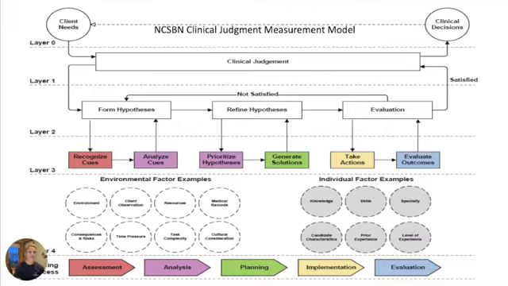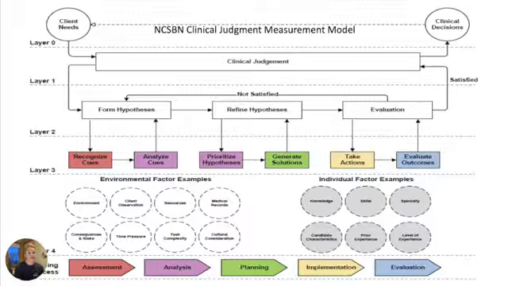The other thing that's significantly different from the traditional 5-step nursing process is this idea in layer 4 of environmental factors and individual factors. So we all know, right, that you're not taking care of patients in a vacuum.